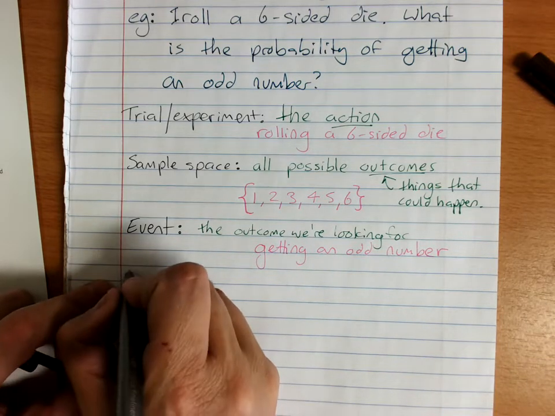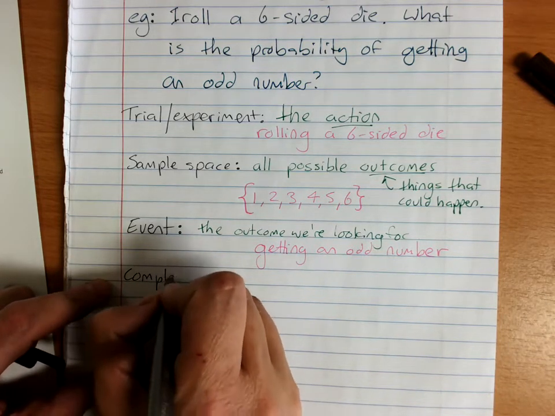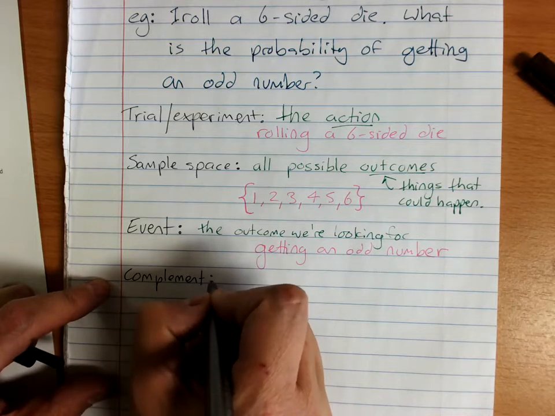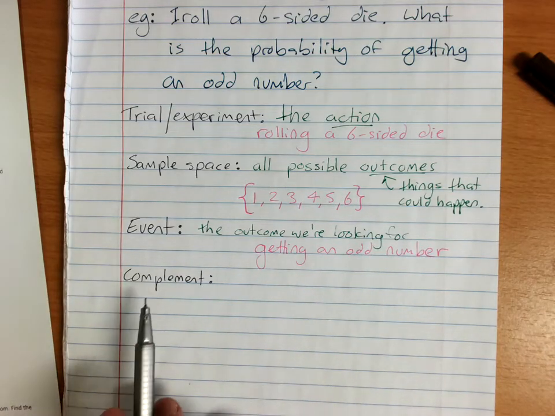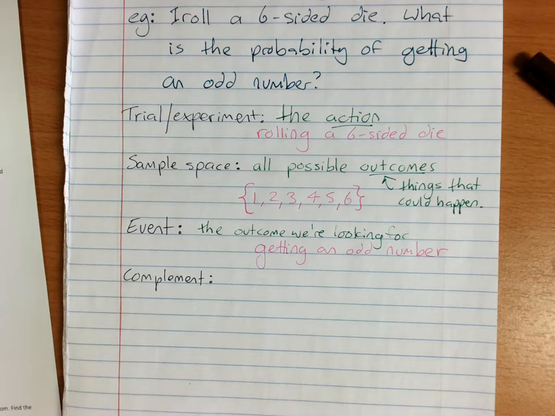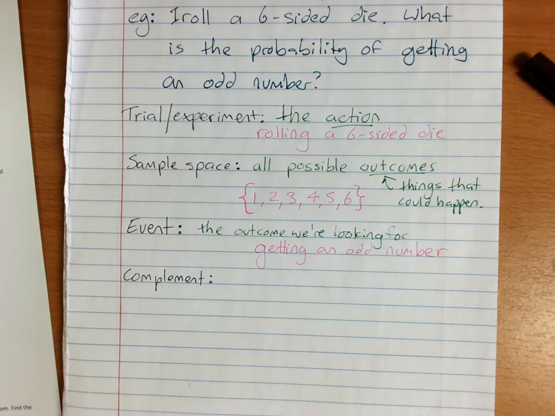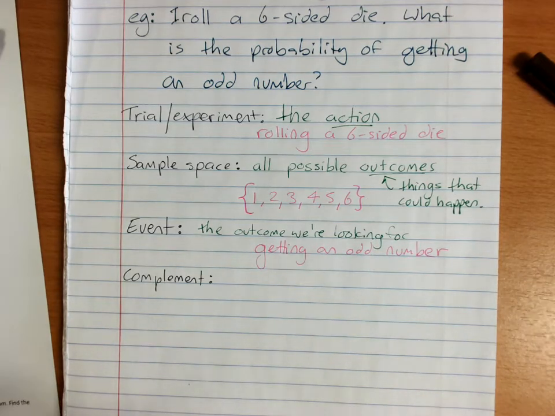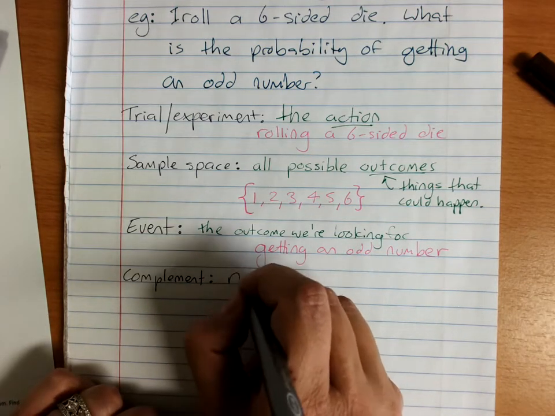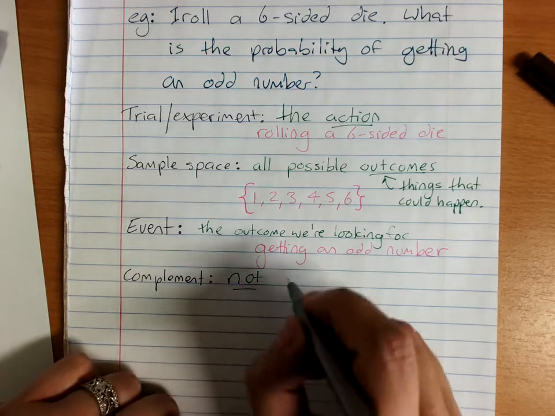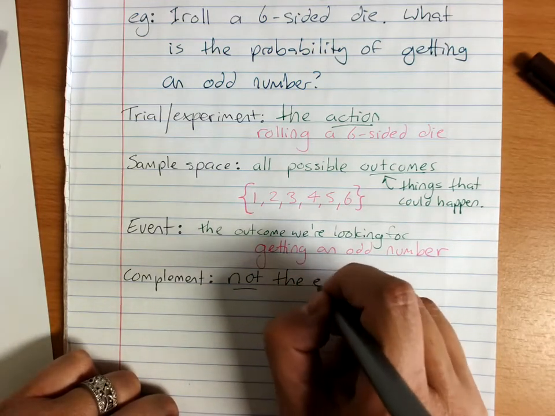Now there's a tricky one called the complement. There are 2 different ways of spelling complement. If it was compliment with an I here, it'd be, gosh, you're all looking so fabulous today. But complement with an E means they go together. And the definition is: not the outcome we're looking for, or not the event.